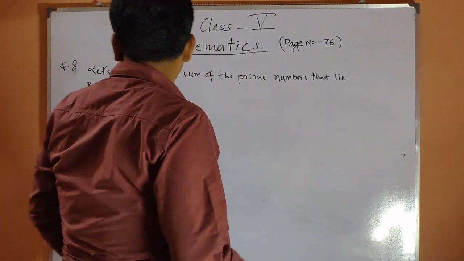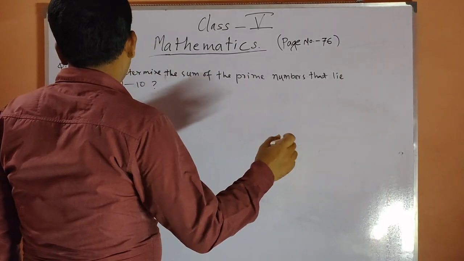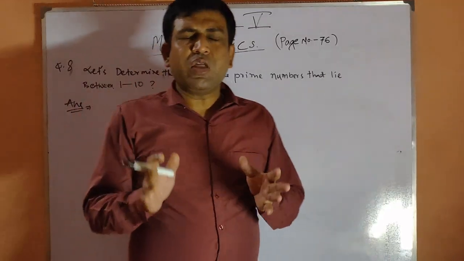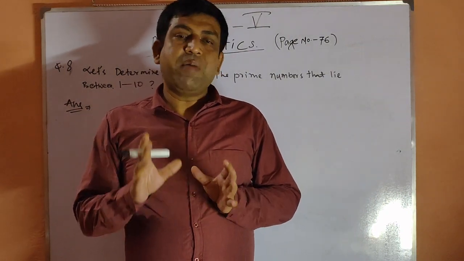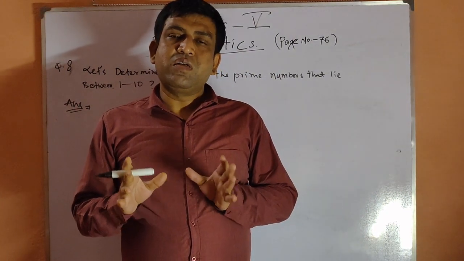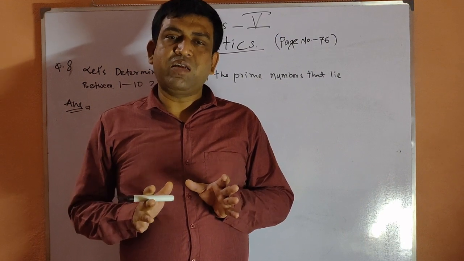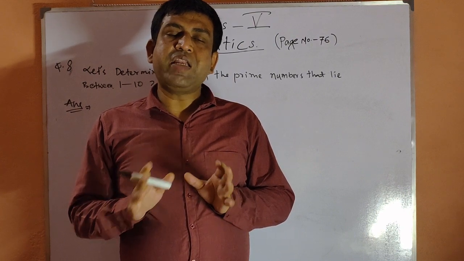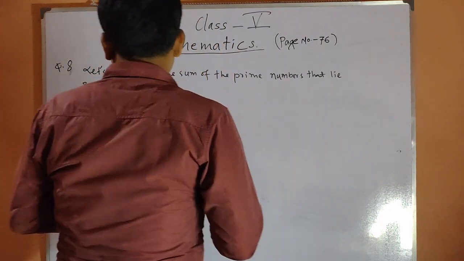Now question number 8. Okay, question number 8 is, let's determine the sum of prime numbers that lie between 1 to 10. That means at first know the definition of prime number. The definition of prime number is the number which is divisible by 1 and itself only. That means the number which is not divisible by any number except 1 and itself. Okay, this is the prime number.